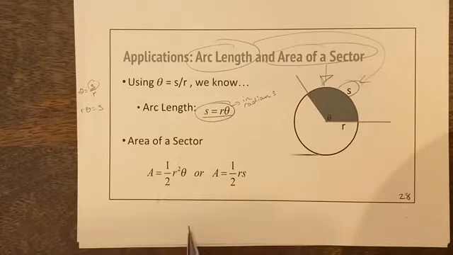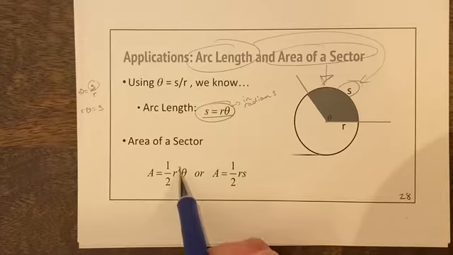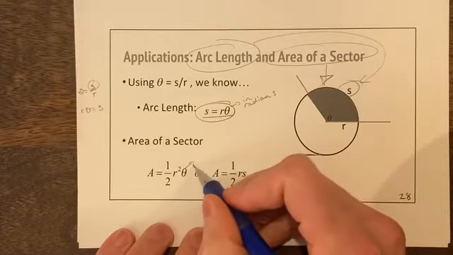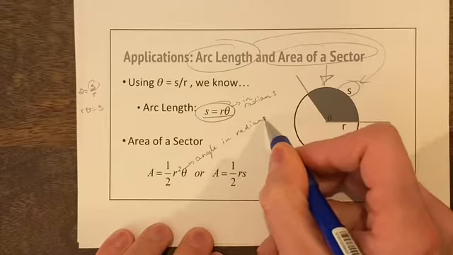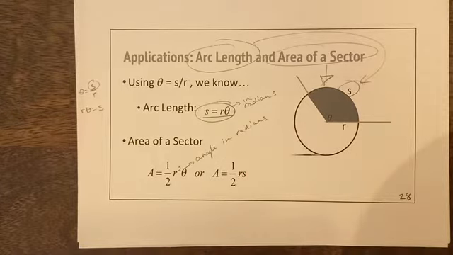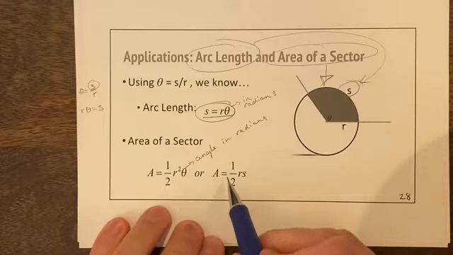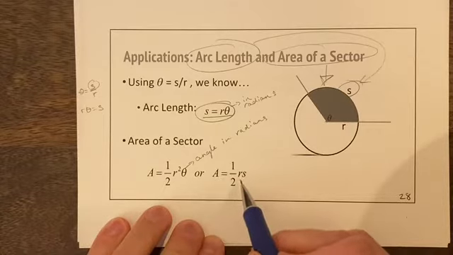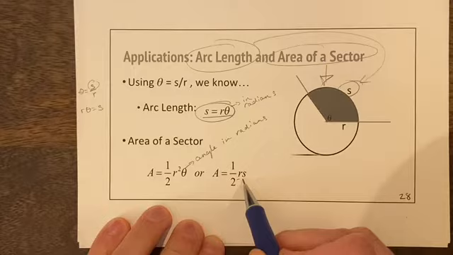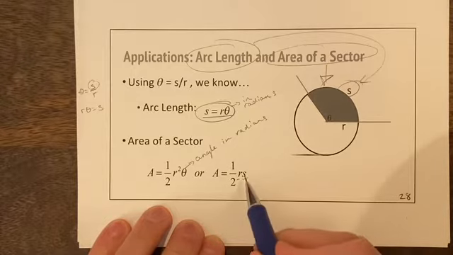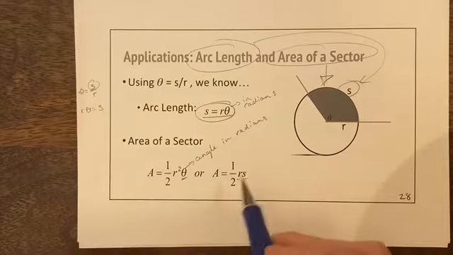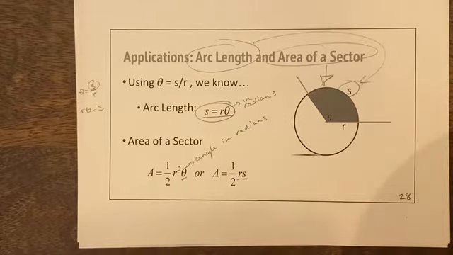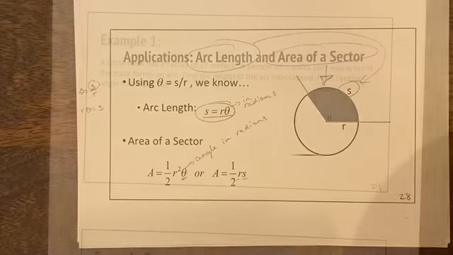Area of a sector is always going to equal 1/2 the radius squared times your angle in radians. Okay, the formula does not work if it's in degrees. And you can also write this, the area formula, as 1/2 radius times the arc length, if you know it. Sometimes you know the arc length, sometimes you know your angle. So it depends on what you're given, on which formula you're going to use for problems for arc length and area of a sector.